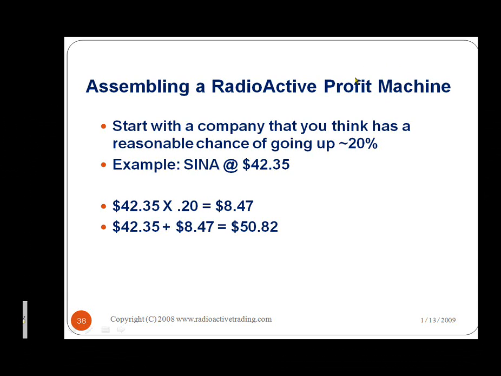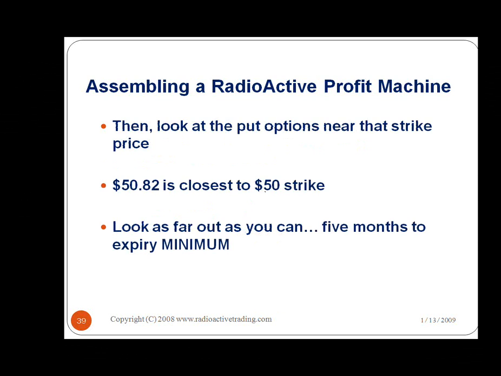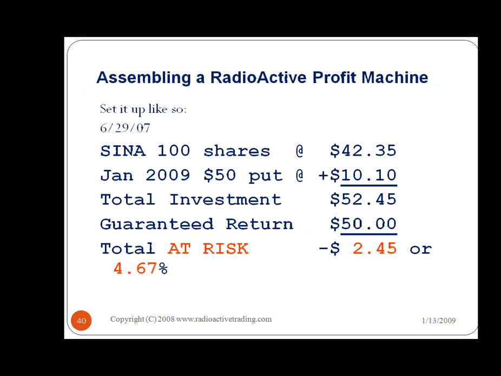Sure. First of all, with assembling a radioactive profit machine, start out with a company that I think has a reasonable chance of going up. That's no secret, that's probably what everybody would want to do. But then, of course, we want to calculate, if I got into this stock at this price, if we went up 20%, what would it be? And around that price, there's going to be put options. So I picked up a $50 put option, and it's got to be 5 months expiration minimum, for reasons that we talked about in the blueprint and also on the Efficient subscription.